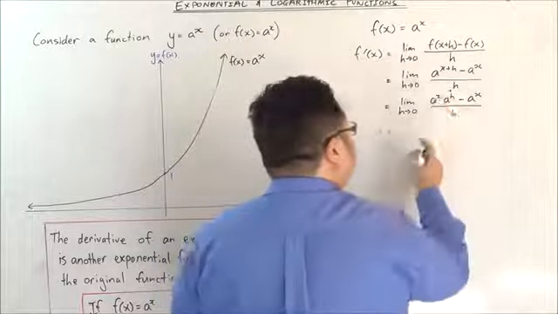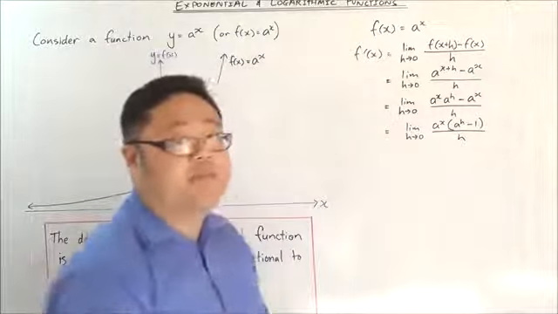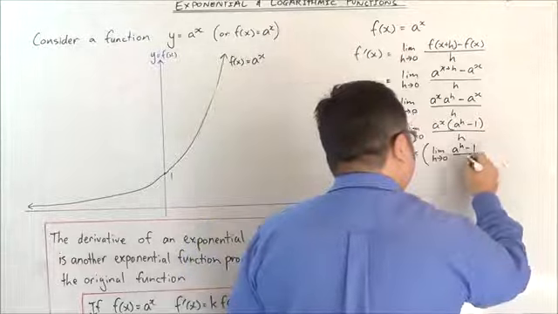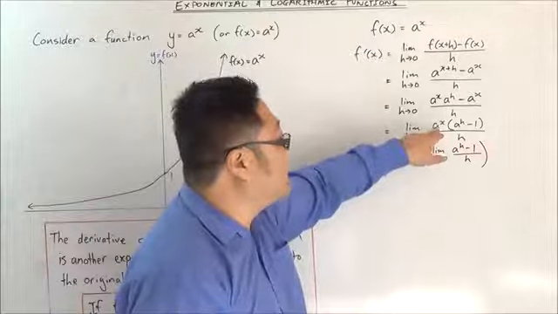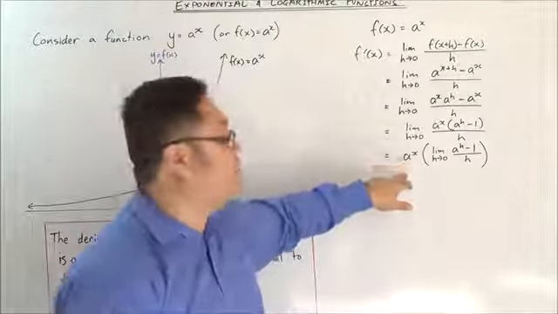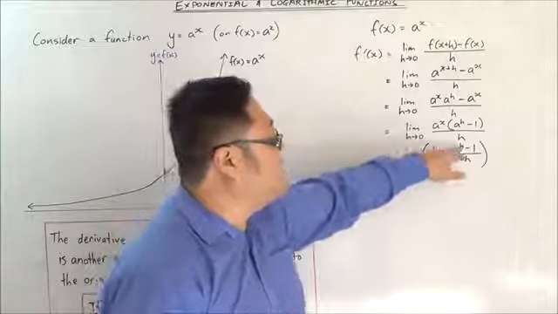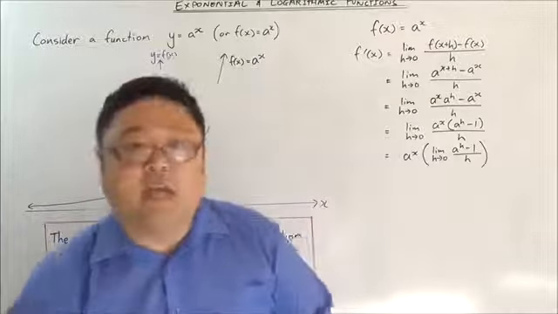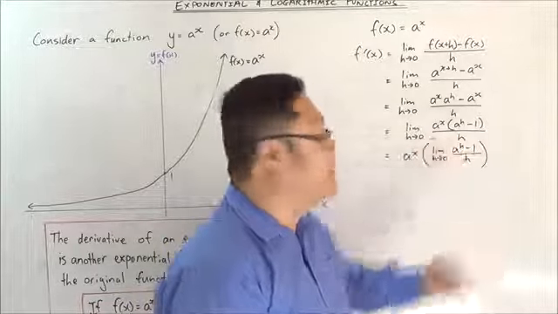I want to factorise the a to the power of x out, and we get that. Do you follow? All right. So the next line is we're going to take that a to the power of x right up the front, yes? So we're left with the limit as h approaches 0 of a to the power of h minus 1 over h. Right? What I want to basically say is that this will be some constant.